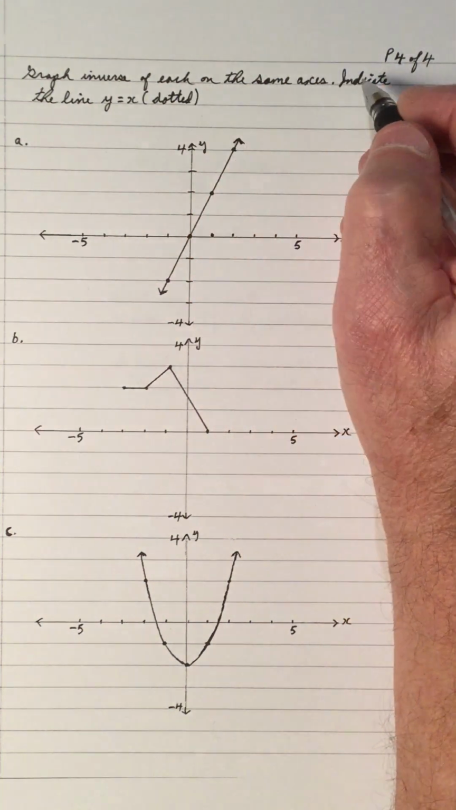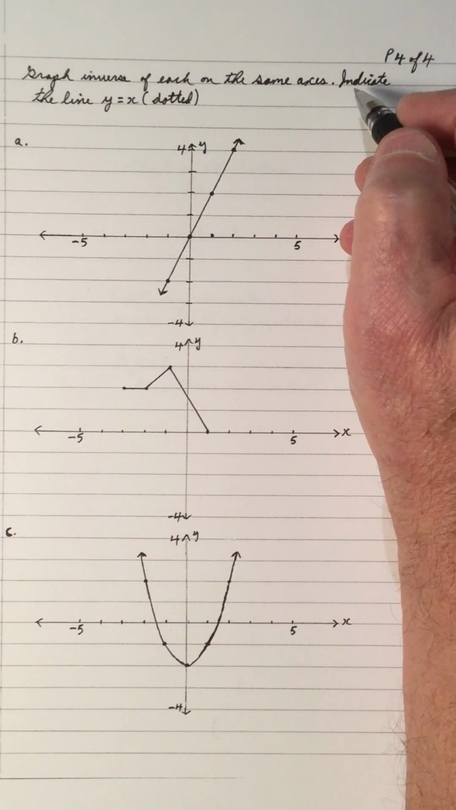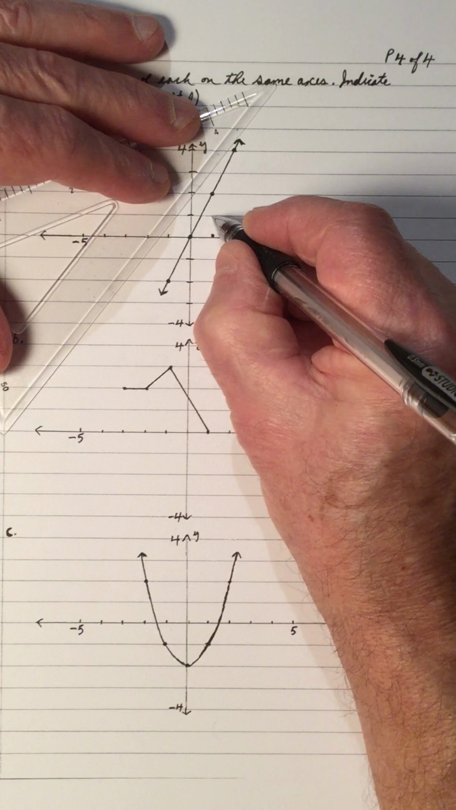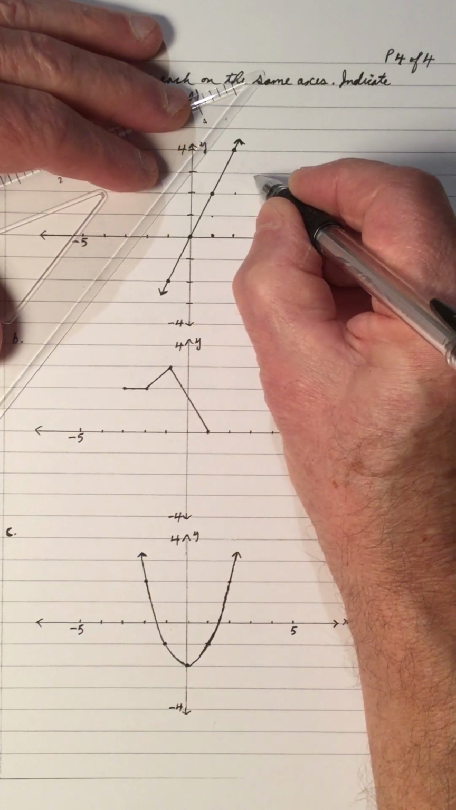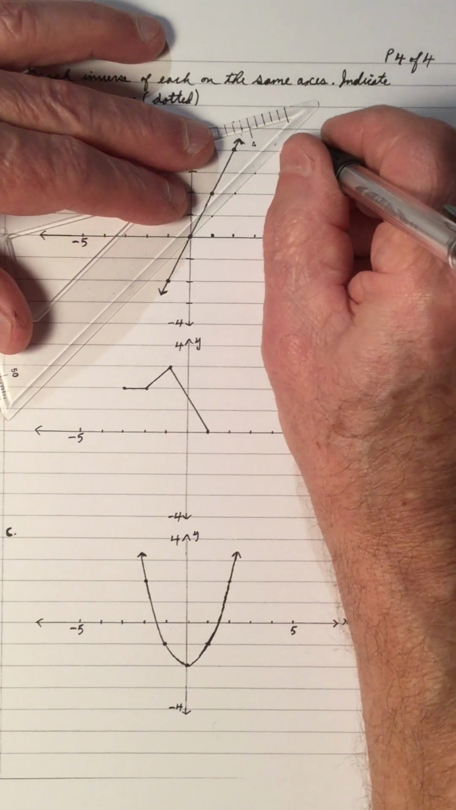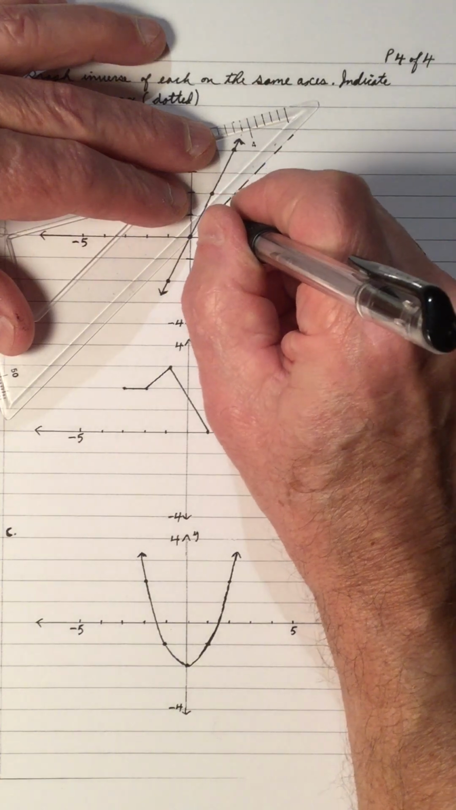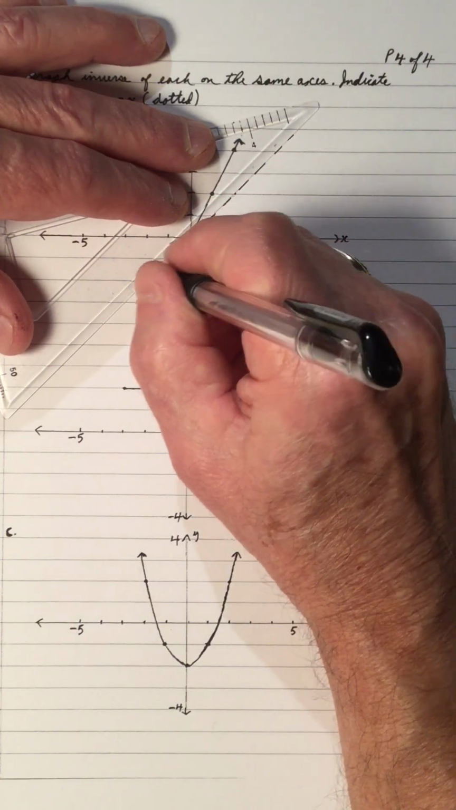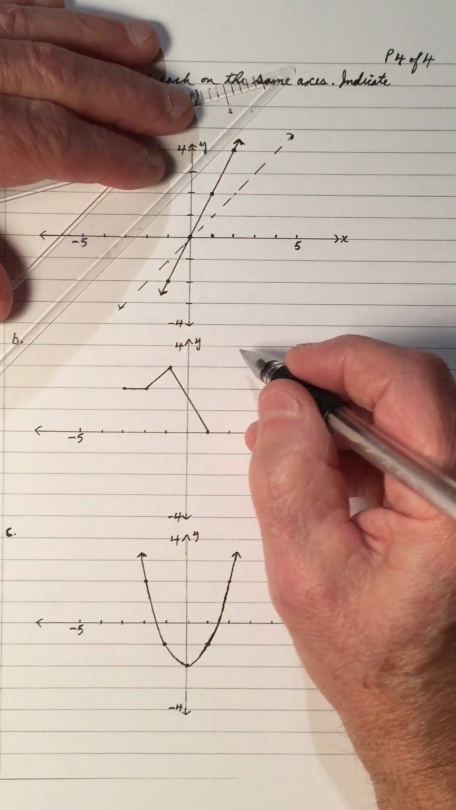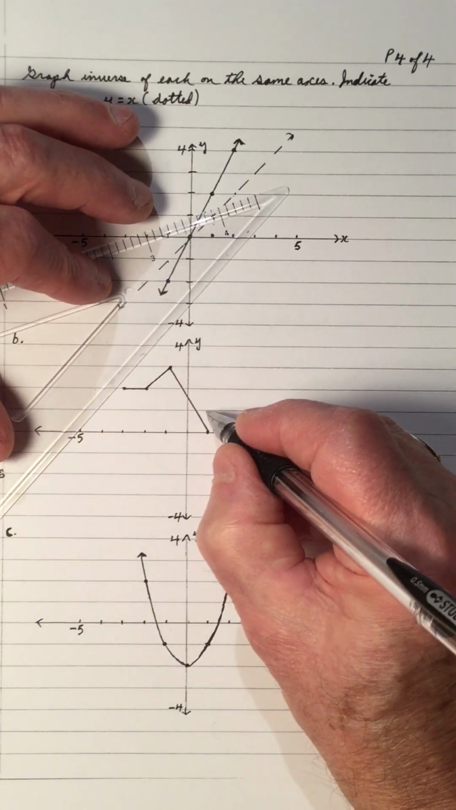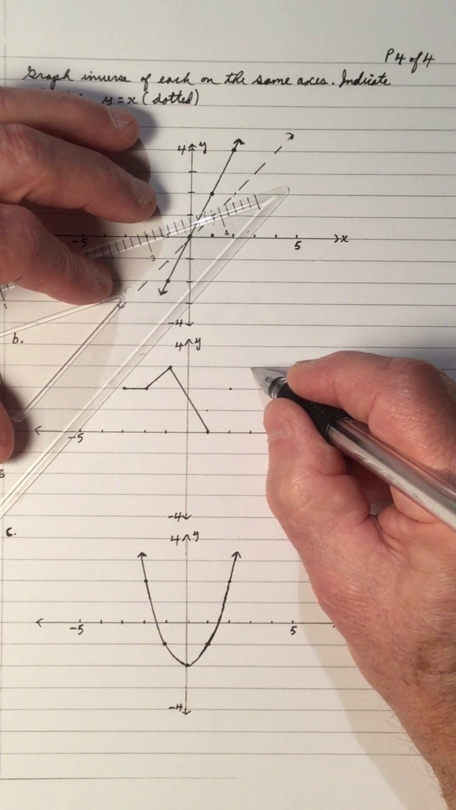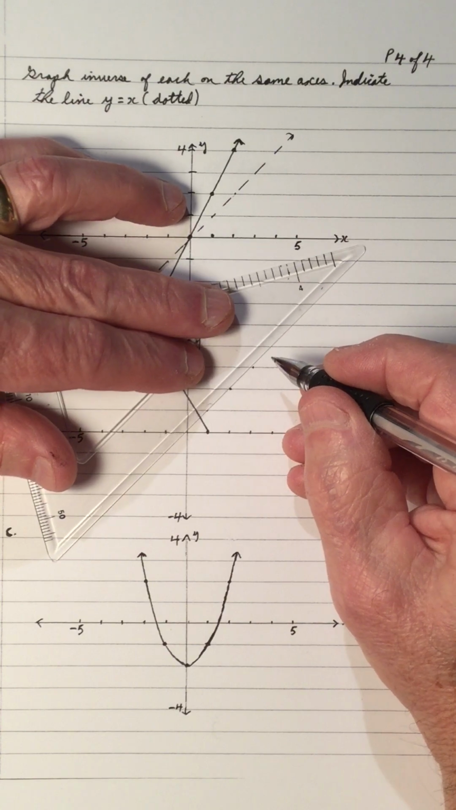Graph the inverse of each on the same axis and indicate the line y equals x. So before we start, let's do the line y equals x. 1, 1, 2, 2, 3, 3. I'm going to draw the line as a dotted line, not being a part of the graph. This is the line y equals x. And I'll do that for each one. 2, 2, 3, 3, and I'll draw this line y equals x, so we have that done.